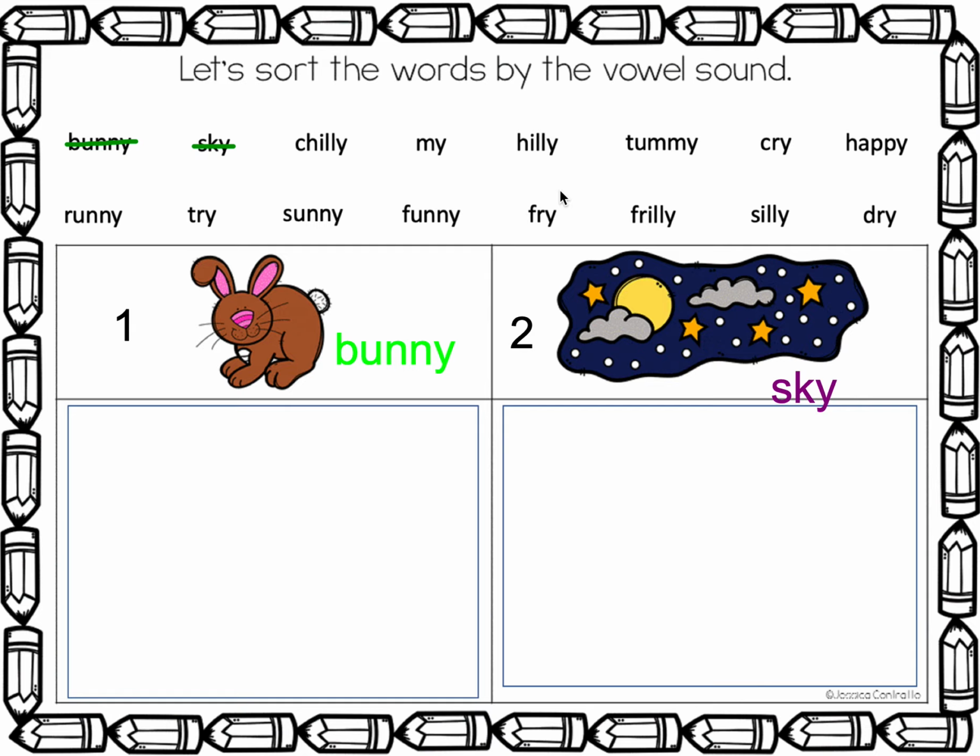Next word is fry. If it sounds like bunny on the end, you're going to write the number one. If it sounds like sky on the end, you're going to write the number two. Fry, F-R-Y. Next word is frilly, F-R-I-L-L-Y. If you think that it sounds like bunny on the end, you're going to write the number one. If you think it sounds like sky on the end, you're going to write the number two.